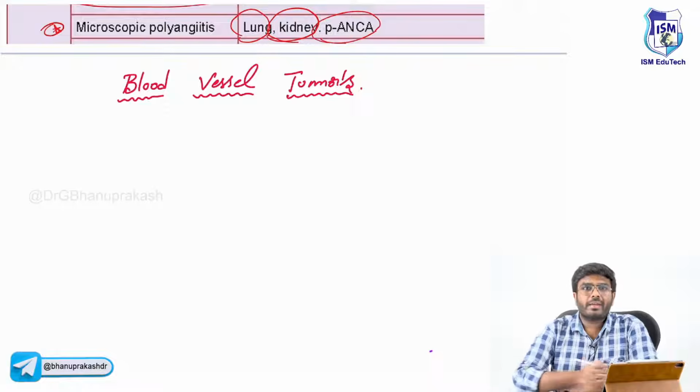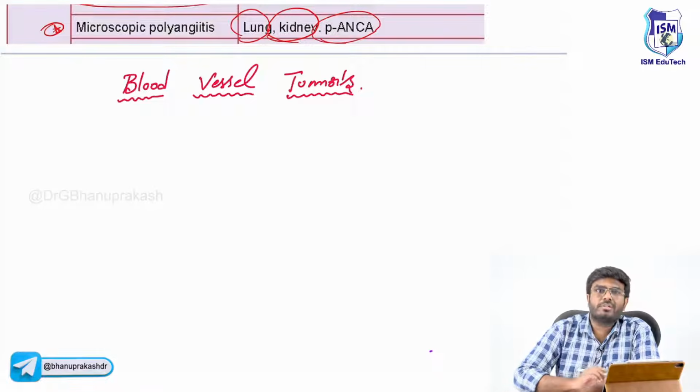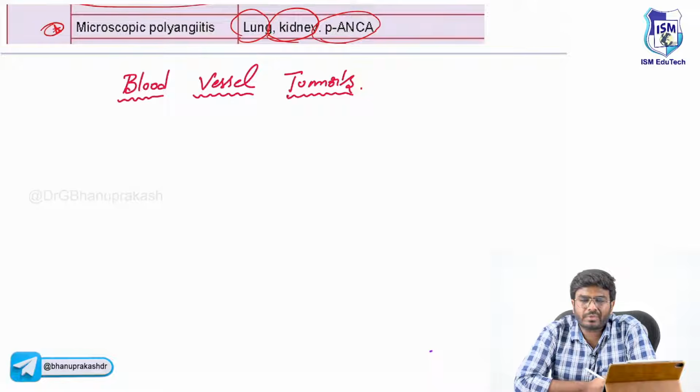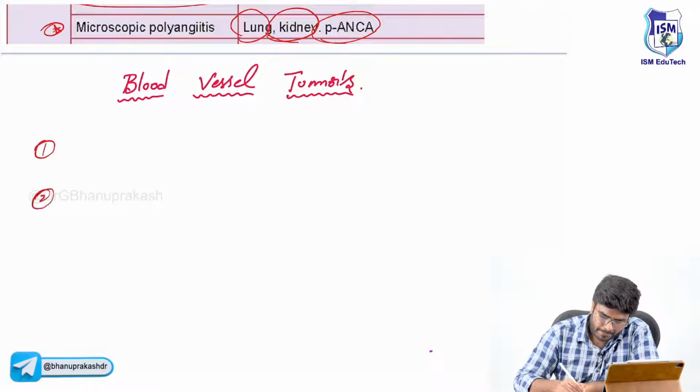Welcome back guys. Now let's complete the other important points which you need to know regarding the blood vessels. Other topics for your exams are the blood vessel tumors. There are three types of vascular tumors.